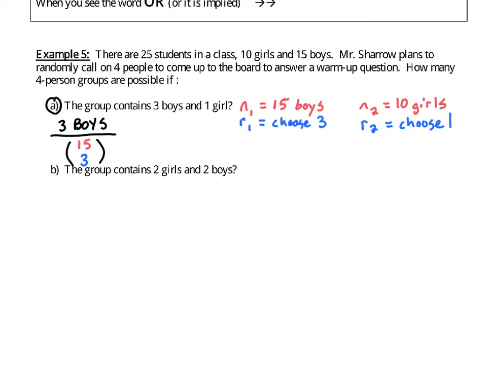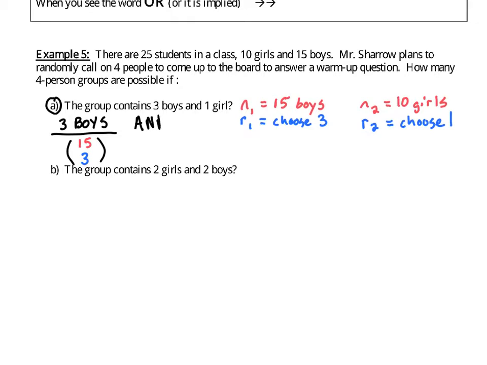So let's put this together and figure out how many total groups we can have. So for the part of the group that contains 3 boys, we will do 15 choose 3. There are 15 boys. We're going to take 3 of them. And there's the key word, and, meaning we're going to take that combination value and multiply it by the 1 girl that we choose, and the number of possibilities there would be 10 choose 1.